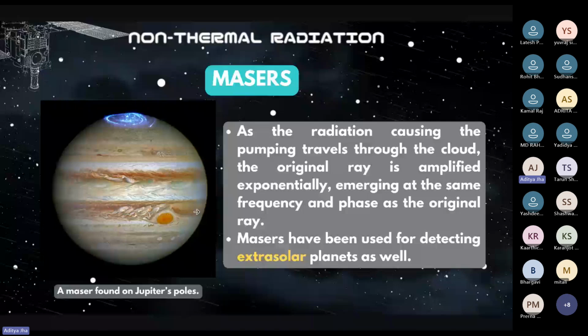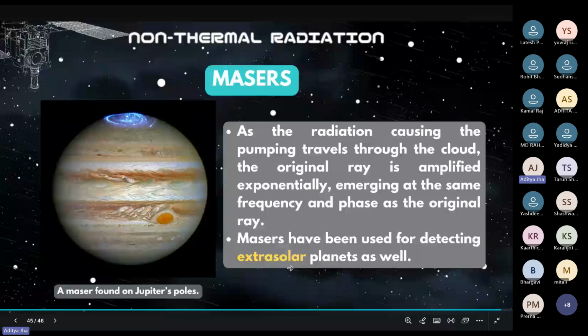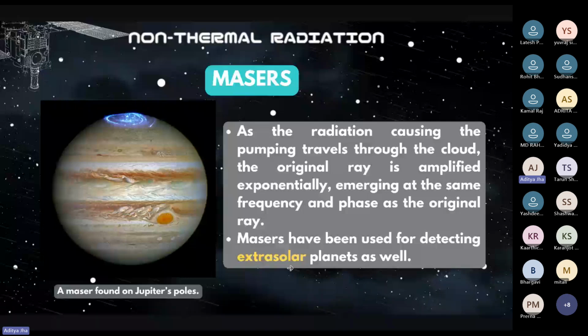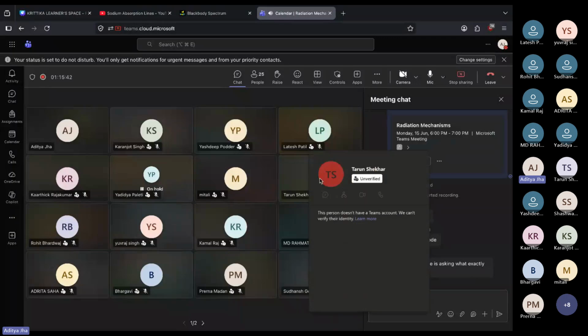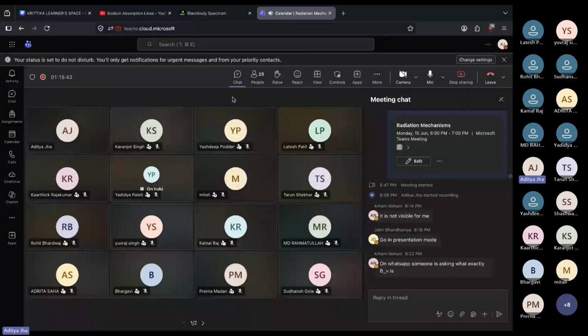And these masers have been used for detecting extrasolar planets as well. Extrasolar planets are basically planets located outside the solar system, and we use masers to detect them as well. You see these radiations being greatly amplified, so you can use them to find out about extrasolar planets. So with that, I'm done. If anyone has any doubts, they can ask.